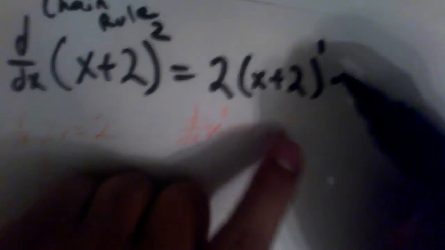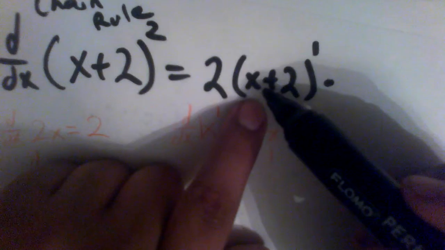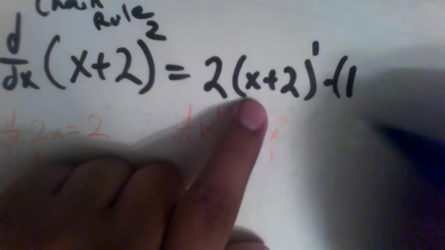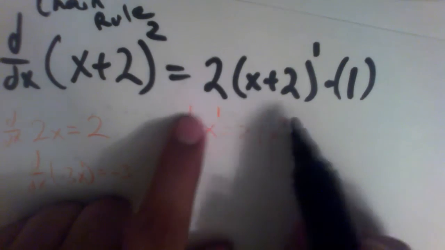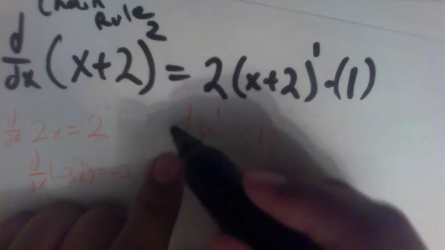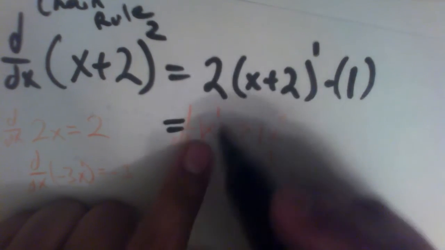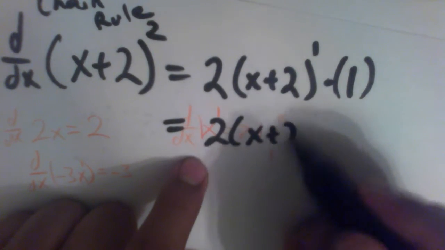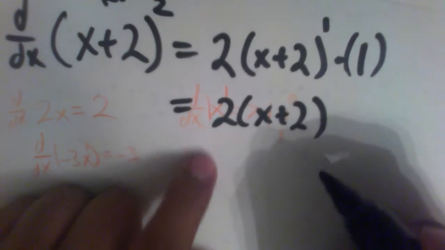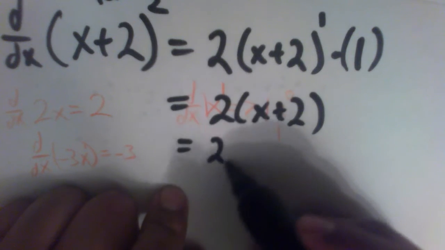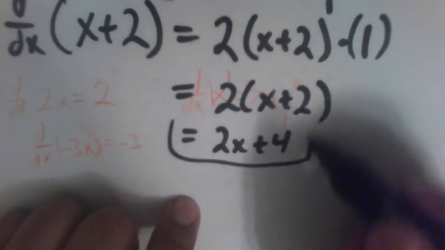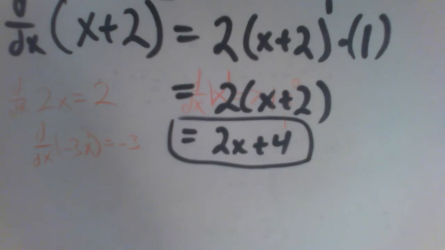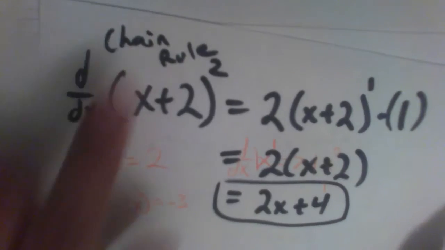So now we have to take the derivative of the inside. So the derivative of x is 1, and the derivative of 2 is 0, so it's just 1. So now this is our derivative. I'm gonna write over this with pencil. So 2 times 1, that's just 2, and then x plus 2 to the first power. There's no need to write it. Now we can just distribute this: 2x plus 4, right? So this is the derivative that we got using the chain rule.